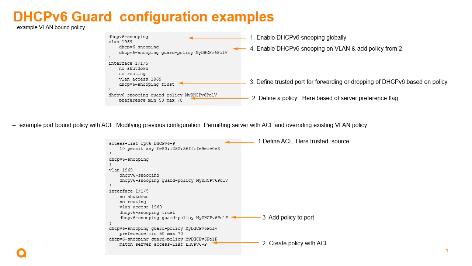Step 3 is to add the policy that we created to the actual trusted port in this instance. And just for reference, the VLAN policy is now ignored as port policy takes preference.